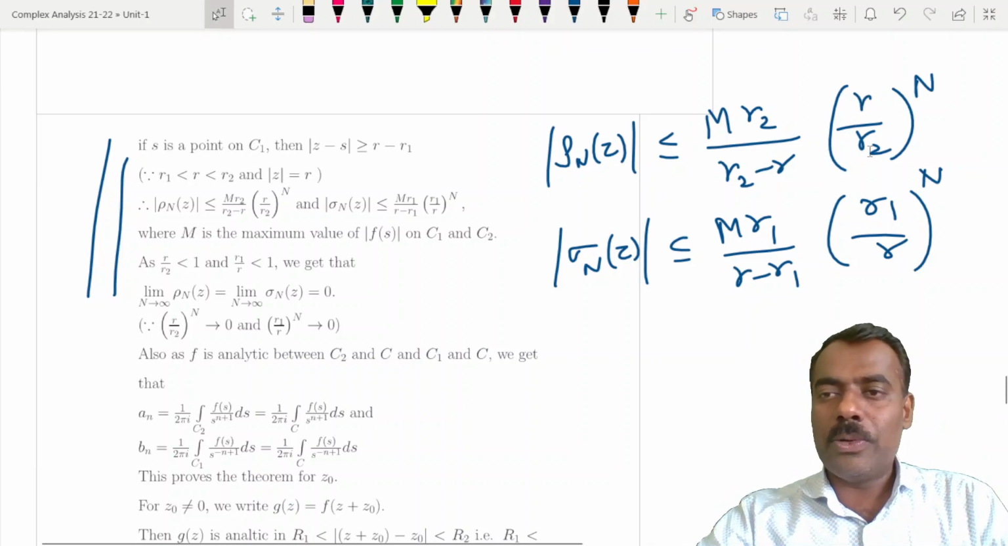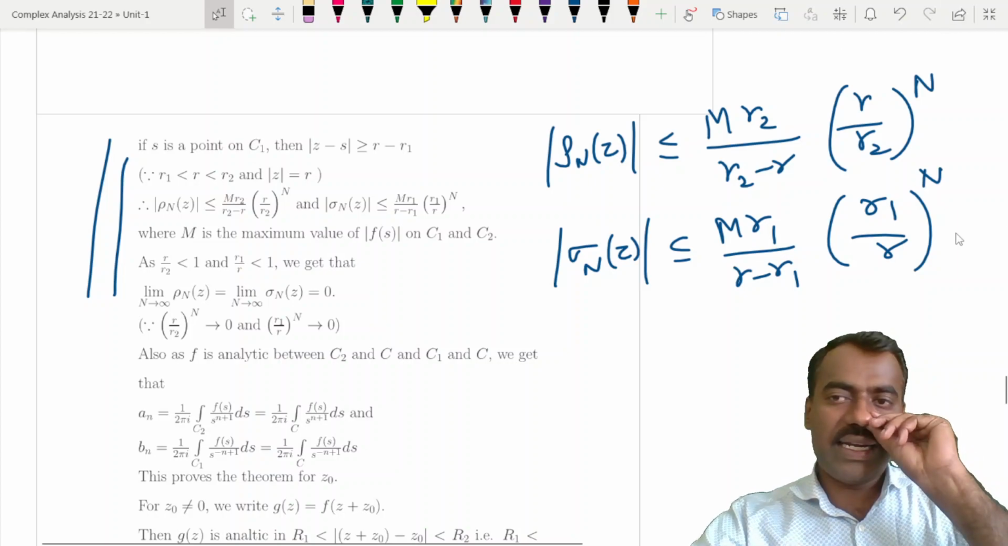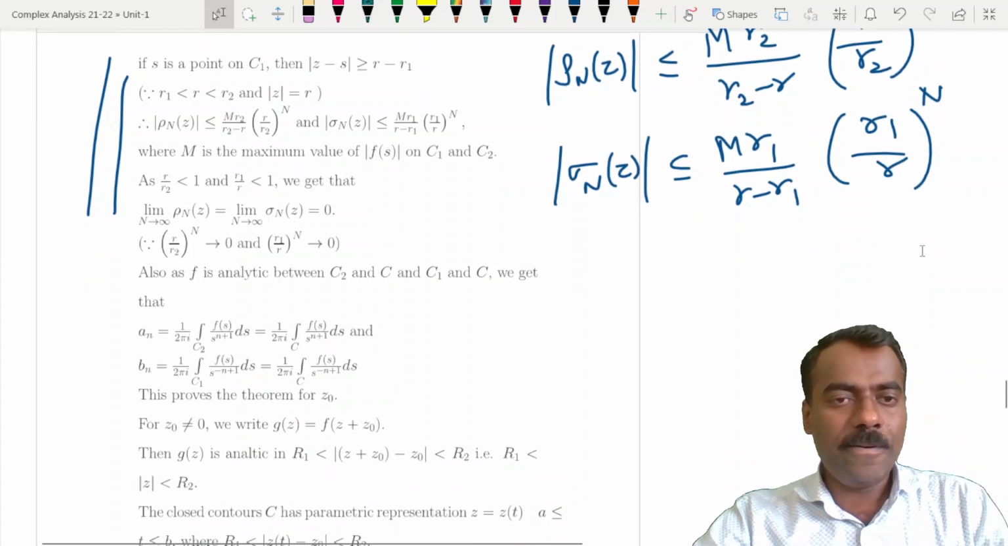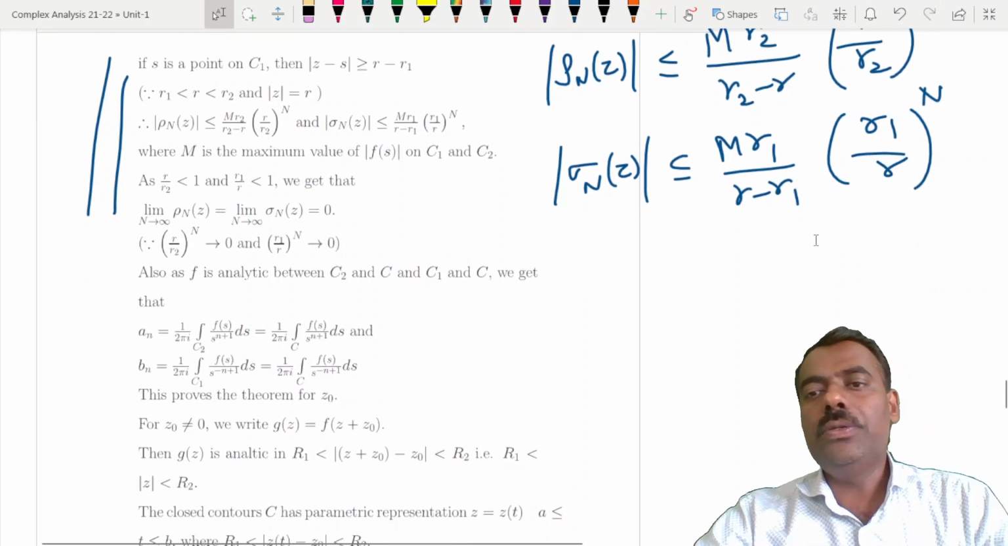We know that r upon r2 is less than 1. Similarly, r1 by r is also less than 1. So as n tends to infinity, these terms, the right hand terms, tend to 0. Therefore, those values tend to 0.